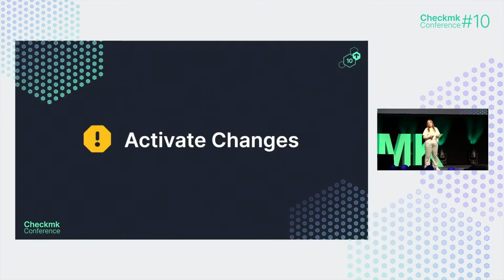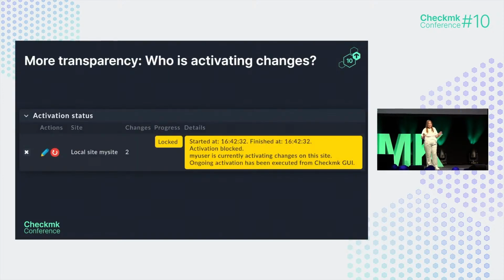Activate changes is one of the core actions in the setup. And with Checkmk 2.3, it's even more efficient to work with. Because gone are the days when you wondered who is currently activating changes. The warning message now clearly communicates who is activating the changes and what source they are using. So the general user interface, REST API, or the CLI.